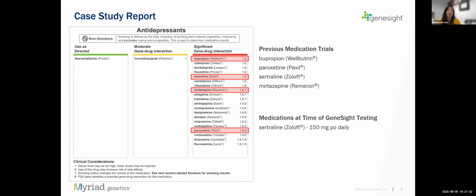You'll also note that on this same category of drugs, the significant gene-drug interaction, each one of these also has a number 6 next to it, indicating that the use of this medication may increase a higher risk of side effects. And then also you will note that there is a number 7 next to the mirtazapine. If the patient was a smoker, this would be relevant to know because it could be impacted by smoking status. However, she was not a smoker. And then you'll also see there is an 8 next to Paxil or paroxetine, indicating that FDA labeling identifies a potential gene-drug interaction for that particular medication.